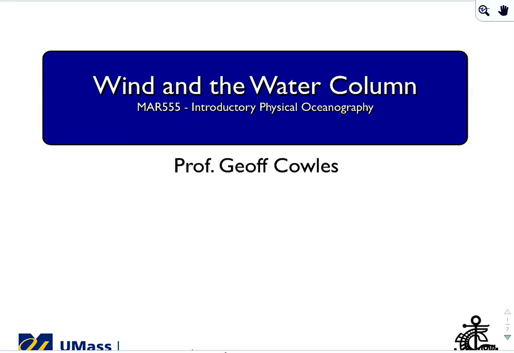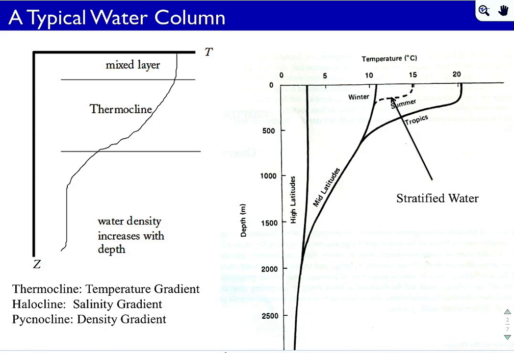In this segment, we're going to talk about wind and qualitatively its effects on the water column. A typical water column looks something like this. You have an area that's mixed by the wind. For example, in our scalar variable temperature, the temperature is fairly uniform here.